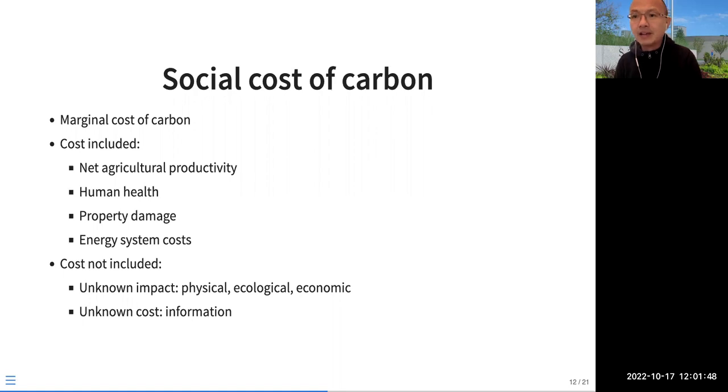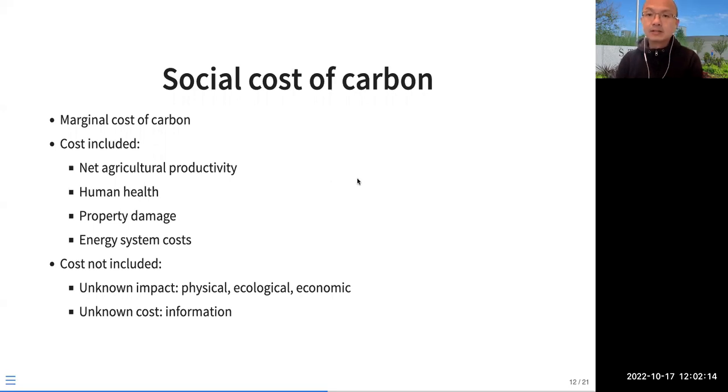costs include financial and economic damages, but less on the physical, ecological, and psychological, and some unknown costs or unknown impacts. If we need to calculate, we have to know the impact, but they are unknown impacts, right?